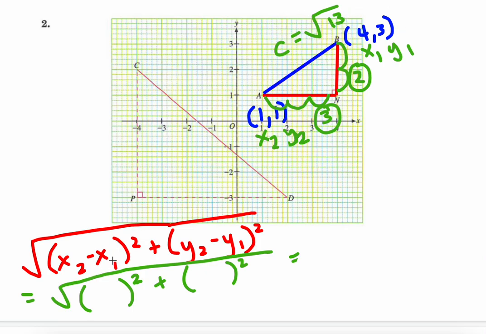All right, x2 minus x1. Now my x2 is 1 and my x1 is 4. So 1 minus 4. So you're basically switching them around. And then y2 minus y1, so that's 1 minus 3.